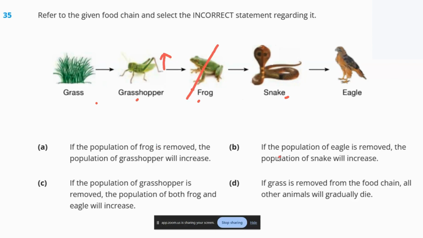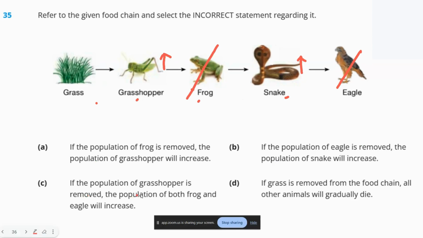This is correct. Next, if the population of eagle is removed, the population of the snake will increase. Yes, if you remove eagle, snake will also increase because snake will not be eaten by anybody. So snake population is going to increase automatically. So this is also correct.